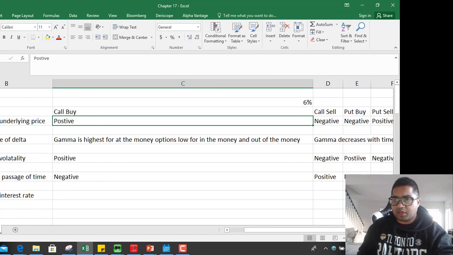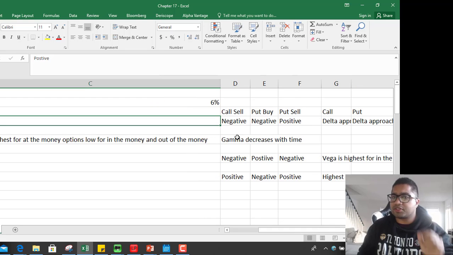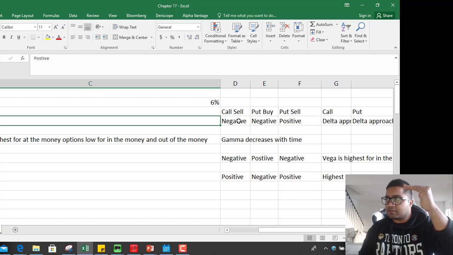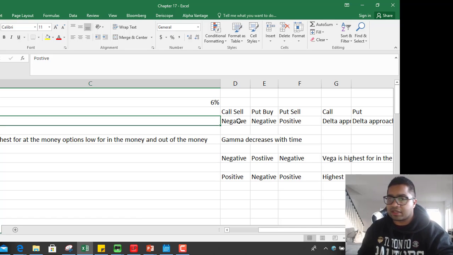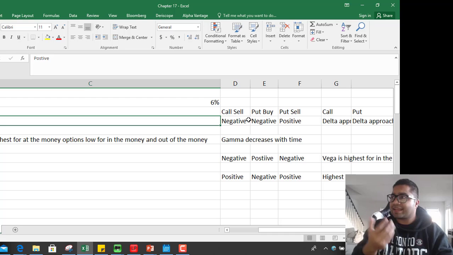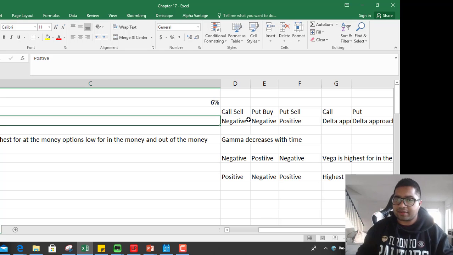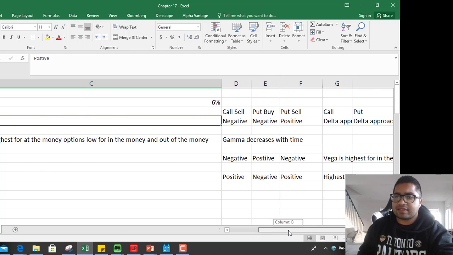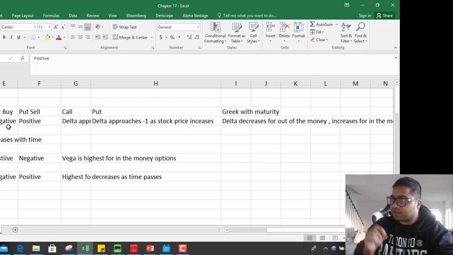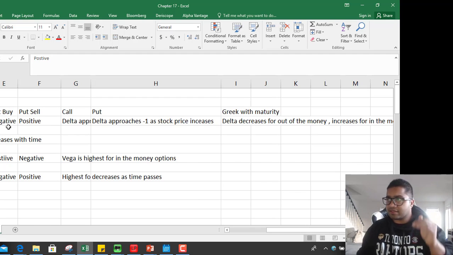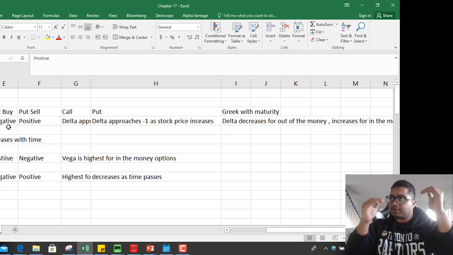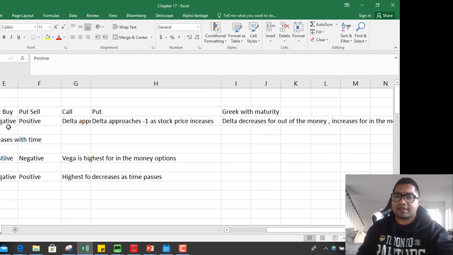If you're a buyer. If you're a call option seller, then delta is negative. It means each time the underlying Tesla moves up, you're going to lose money. So for a call option seller, delta is negative, right? So if price moves up, you lose money. If price moves down, you gain money. So for call option sellers, delta is negative. For a put option buyer, the delta is negative. It means if Tesla moves up, on a put option you will lose money. If Tesla moves down, on a put option you will gain money.